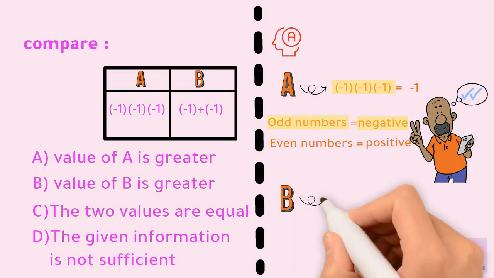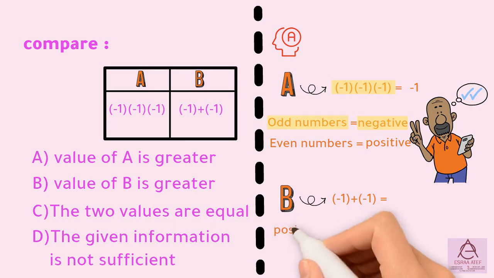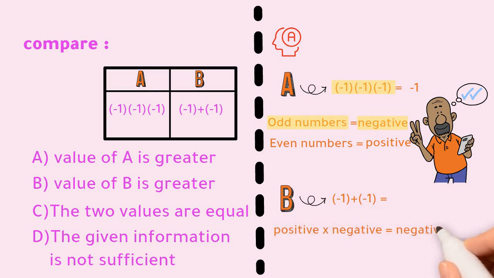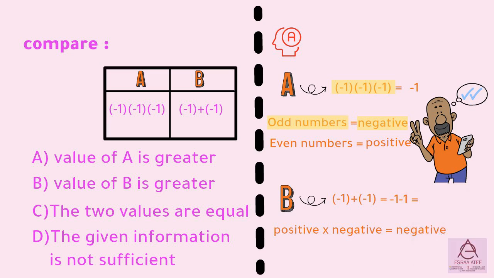The other value, which is negative 1 plus negative 1, plus negative means negative. So it will be negative 1 minus 1, because positive times negative is negative. And here we have the same sign, so we will add and put the same sign, so it's 1 and 1, 2, and put negative, which is the same sign.